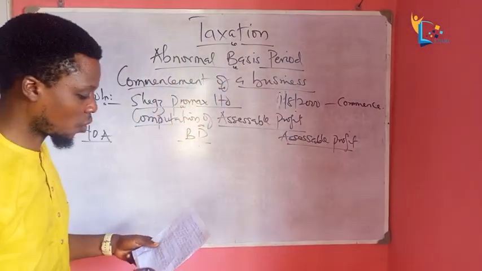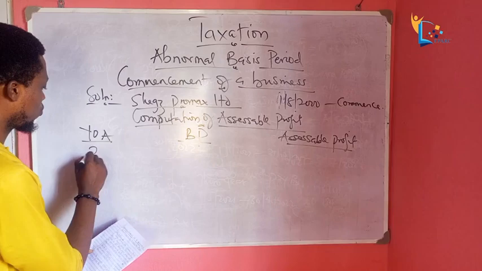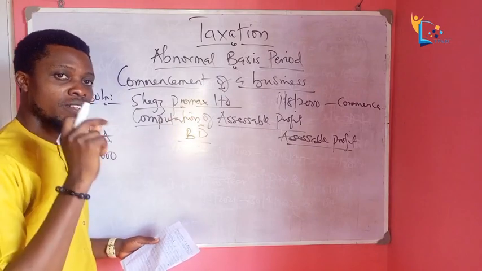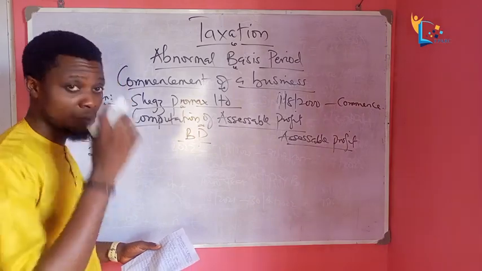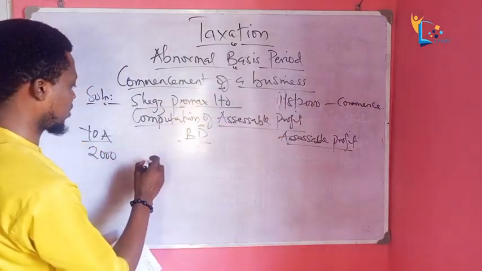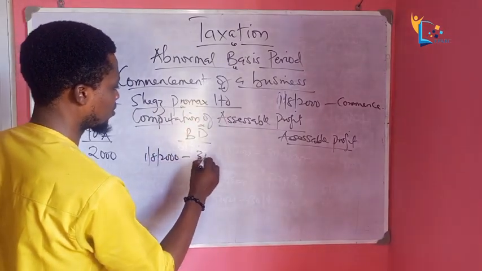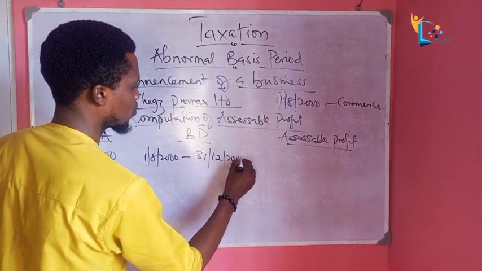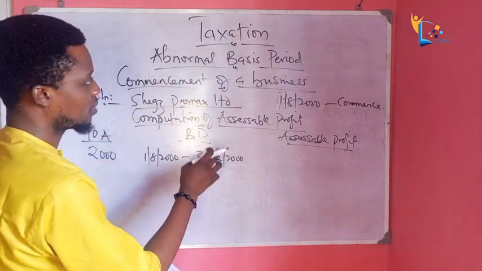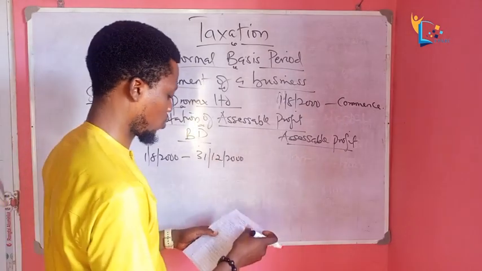Okay. Now, the business commenced in 2000. So our year of assessment for the first year, according to our rule, the first rule says the assessable profit will be from the day of commencement to 31st December of that same year. So the business commenced in August 2000, to 31st December 2000. From August to 31st December, how many months? August, September, October, November, December. That is 5 months, okay?